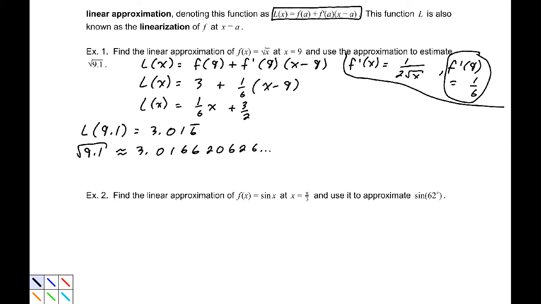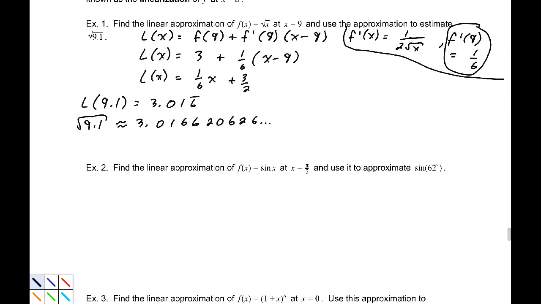And as you can see, that value is very, very close. At least up to 4 decimal places, it's the same. Again, I will say these are only valid when you are close to the original point, the value of a. Here our value a was 9, and 9.1 is pretty close. So therefore, this is reliable.